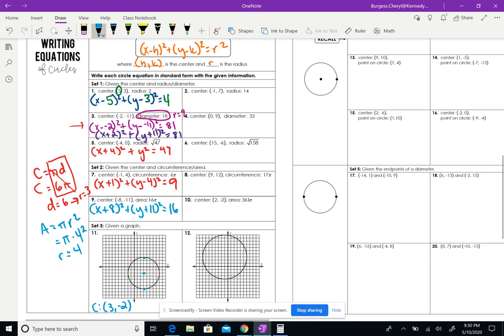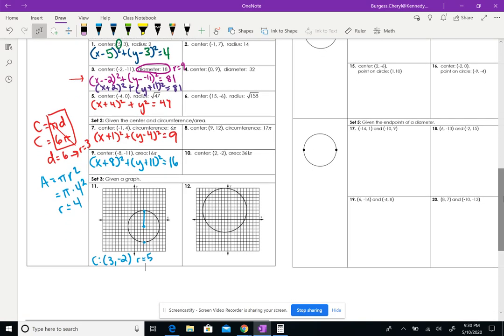And my radius is 5. Right, we counted that. The radius is 5. I need to scroll down because I'm running out of room. So we're going to write the equation of the circle given that. So that is x minus 3 squared plus y minus negative 2, so that's plus 2 squared equals 5 squared, 25.